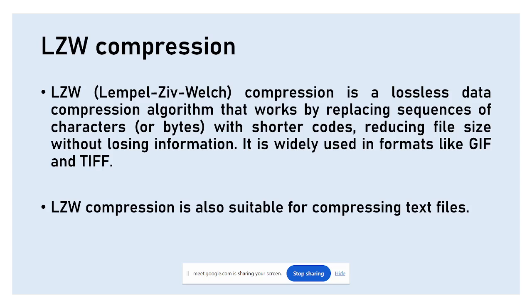Then the other compression that was discussed was LZW compression, that is the Lempel-Ziv-Welch compression technique. The name came from the surnames of the people who found this compression method. This is again a lossless data compression algorithm which works by replacing sequences of characters with shorter codes, reducing file size without losing the information. It is widely used in formats like GIF and TIFF. It is also suitable for compressing text files.